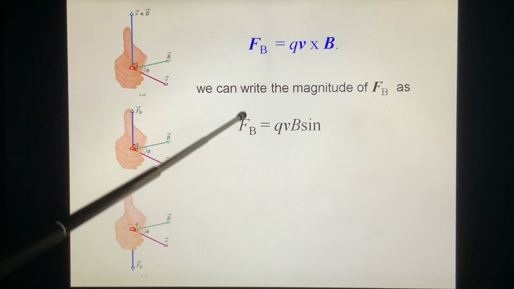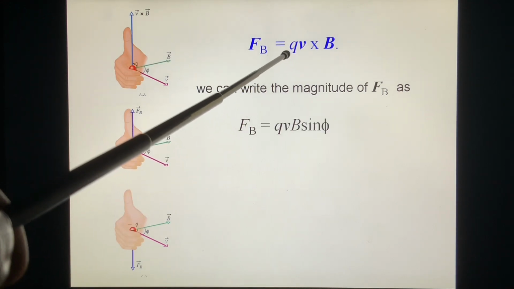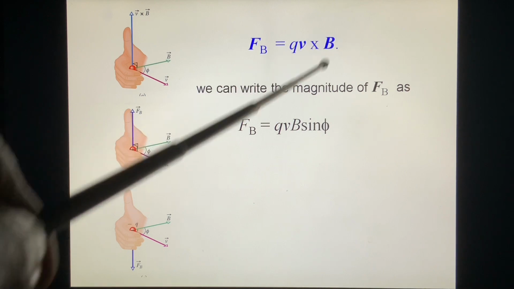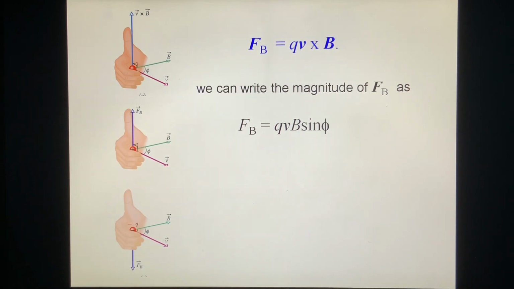We can rewrite this, the magnitude, FB equals Q V B sine phi. The phi is the angle between V and B.